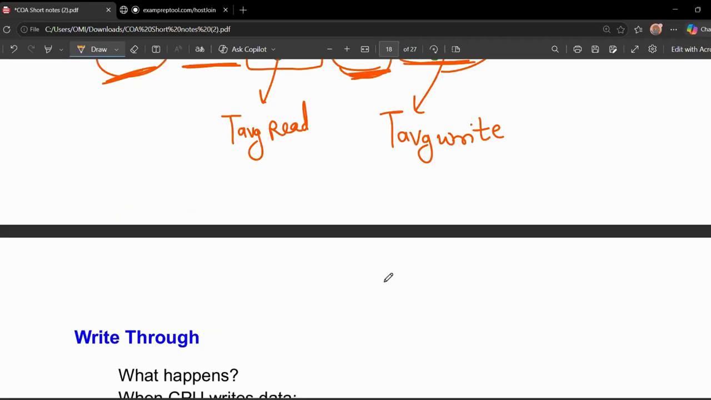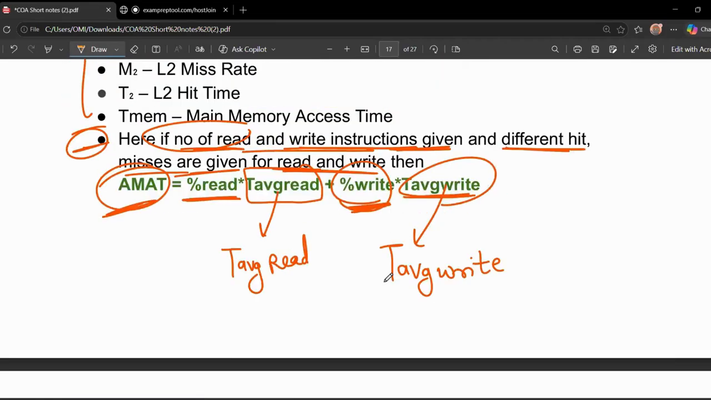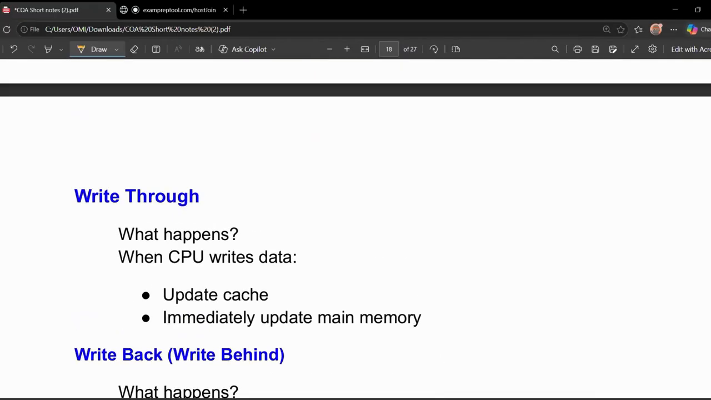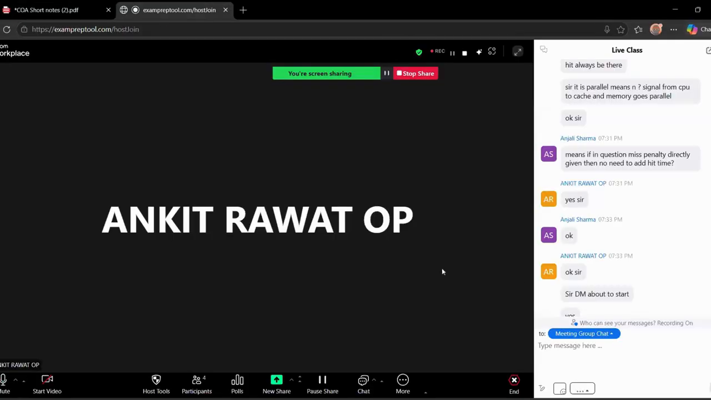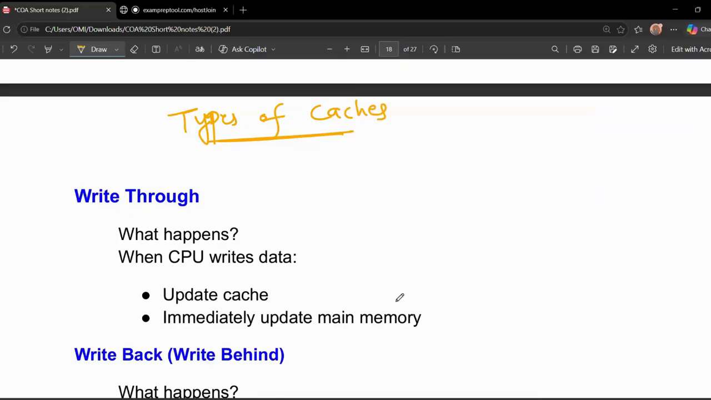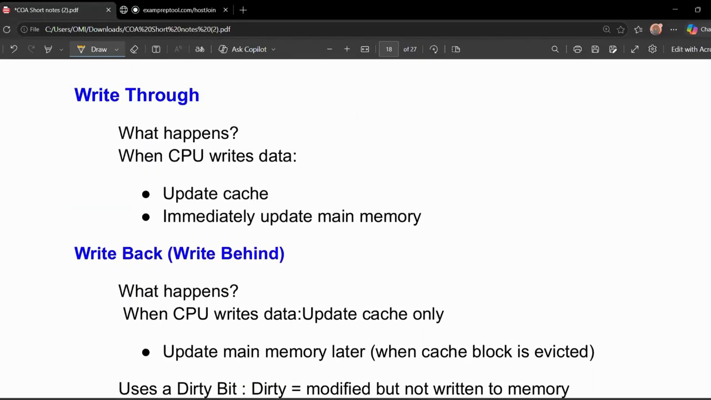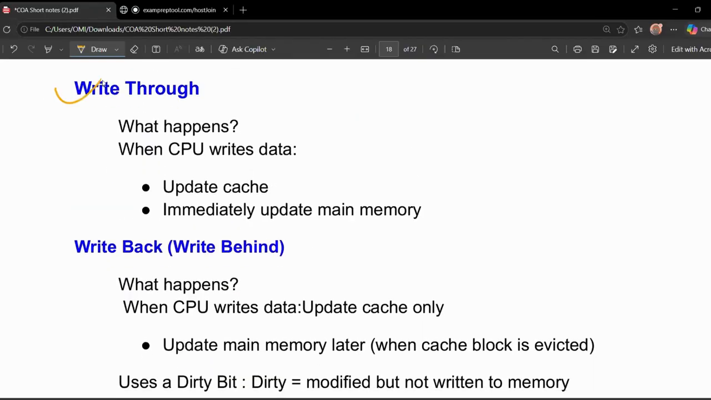Now, some other topics related to cache. There are some types of caches, and we will look into the types of caches.